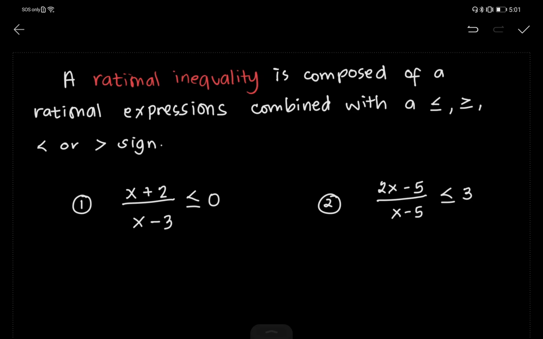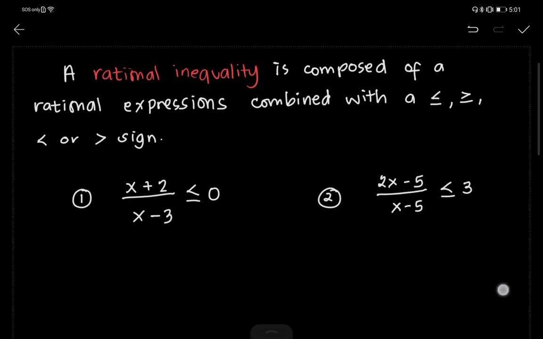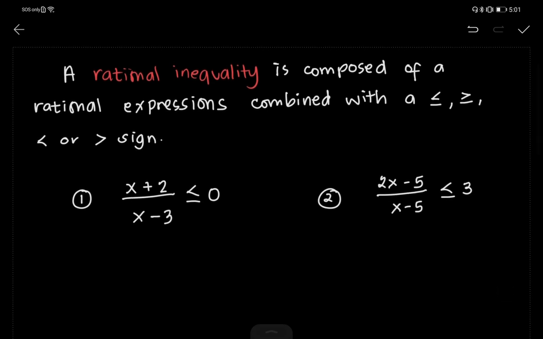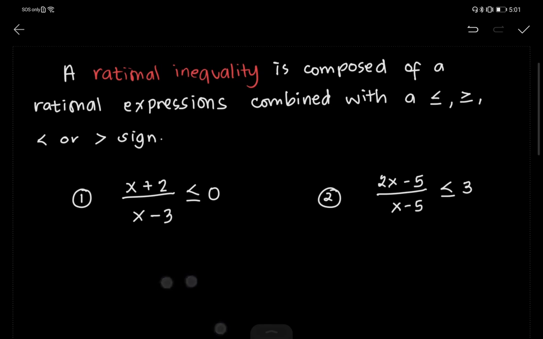So meron tayong dalawang given examples dito. So ito ang isosolve natin sa video na ito. So heads up lang guys, bago tayo mag-proceed sa ating discussion, let us familiarize muna sa mga symbols na ginagamit natin dito sa rational inequality. So sa rational inequality guys, we use the open and close bracket.